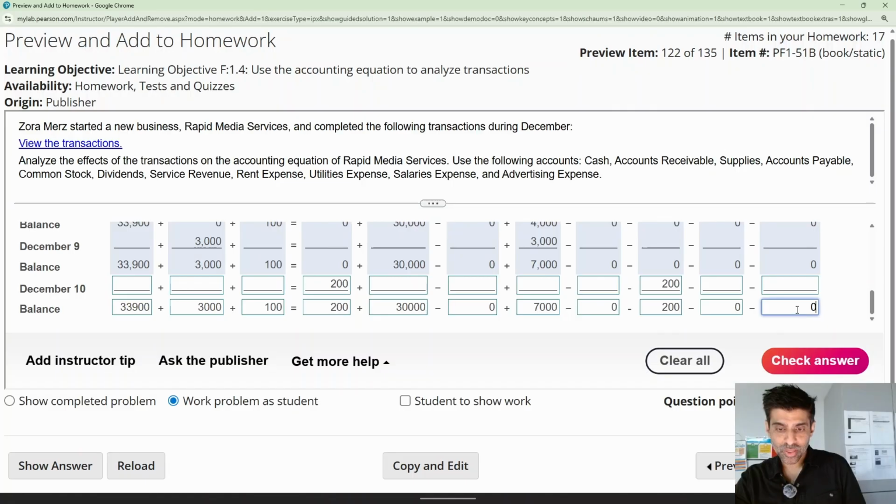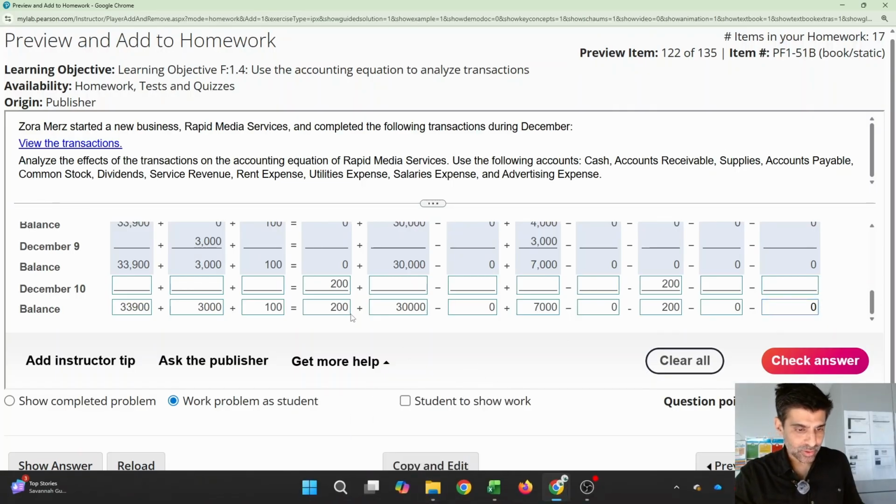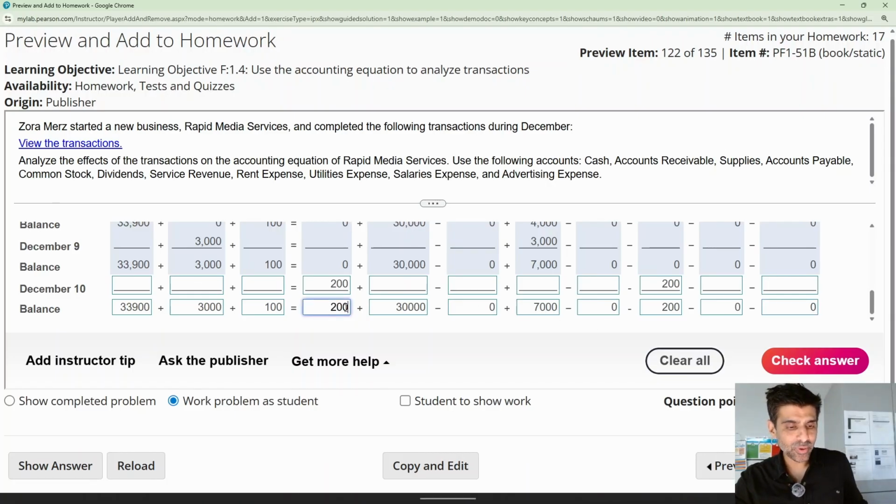Okay, so let's just make sure the math is working here. Okay, so I have 200 plus 30,000 plus 7,000 minus 200. So you can just do it. I don't have to use Excel. This $200 account payable minus this utility expense, they kind of cancel out, and we have 37,000 on the right-hand side. So our accounting equation is balanced. Assets equals liabilities plus equity.